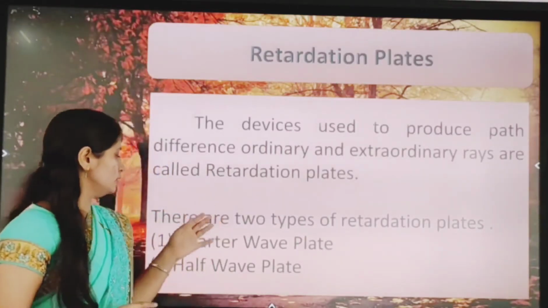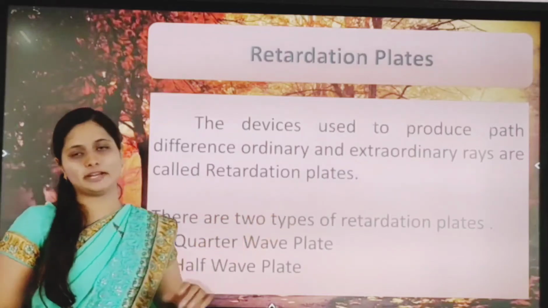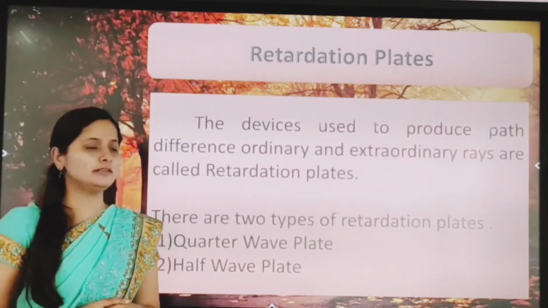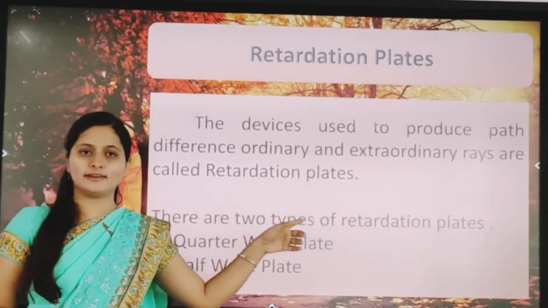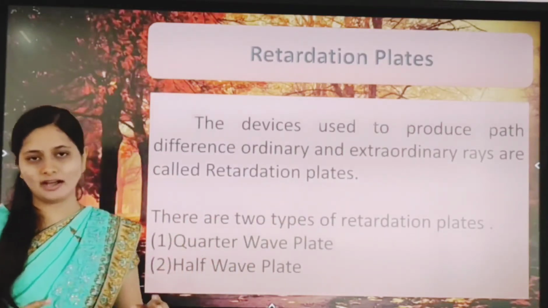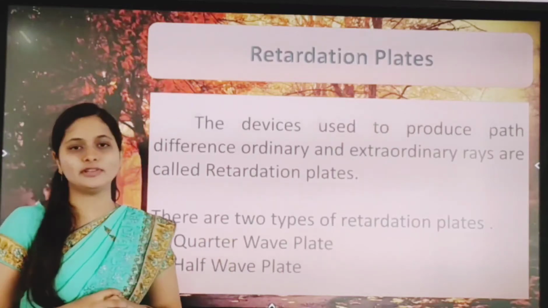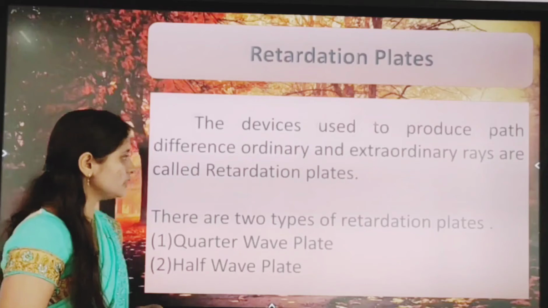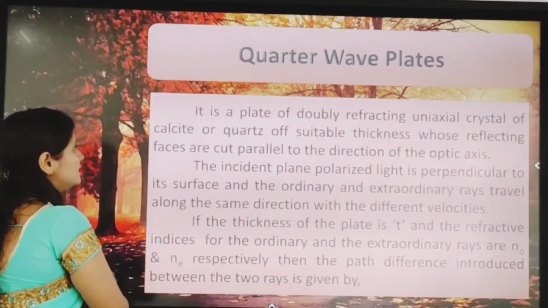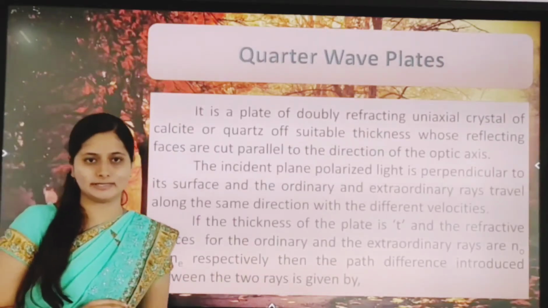ray. There are two types of retardation plates. The first one is the quarter wave plate and the second one is the half wave plate. One by one we will see what the quarter wave plate and the half wave plate are. Let's begin with the quarter wave plate.